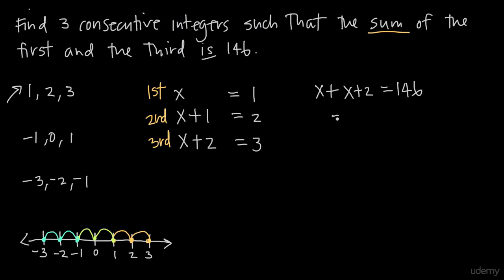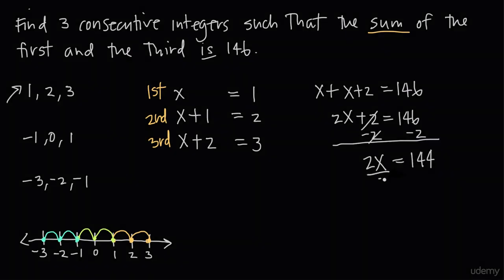So x plus x is 2x plus 2 is equal to 146. If we subtract 2 from both sides, we're going to get a +2 minus a -2 is 0, and 2x plus 0 is still 2x. And then 146 minus 2 on the right-hand side gives us 144. Dividing both sides by 2, we'll get the 2's to cancel over here, leaving us with just x is equal to 72.